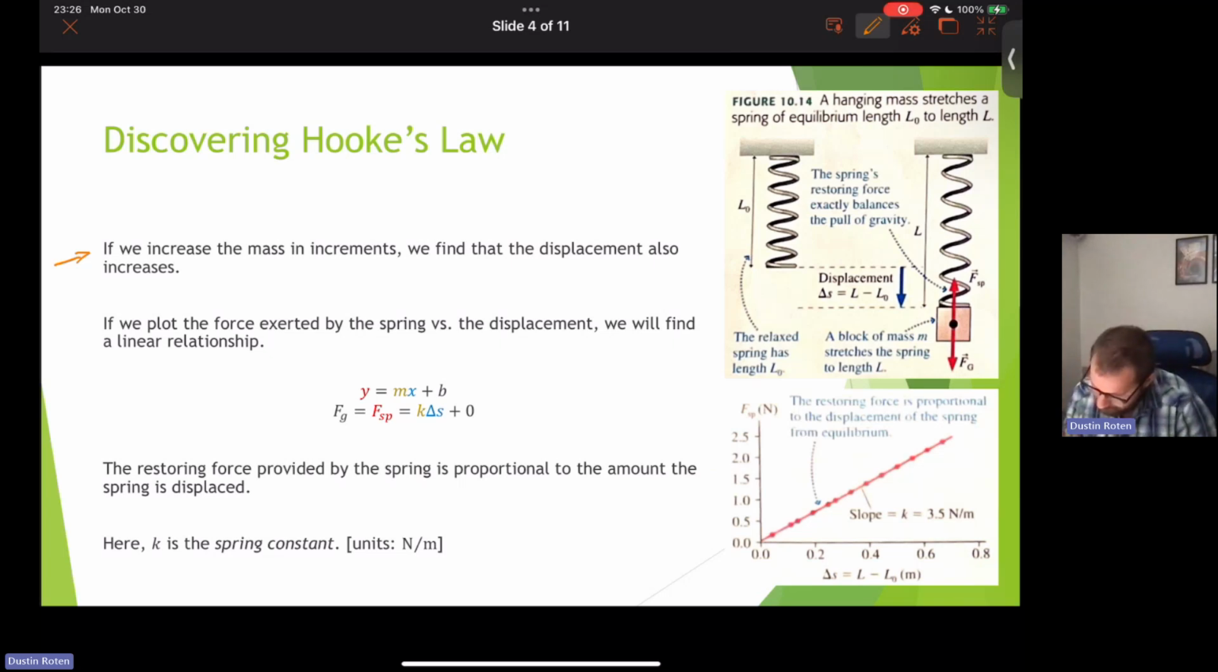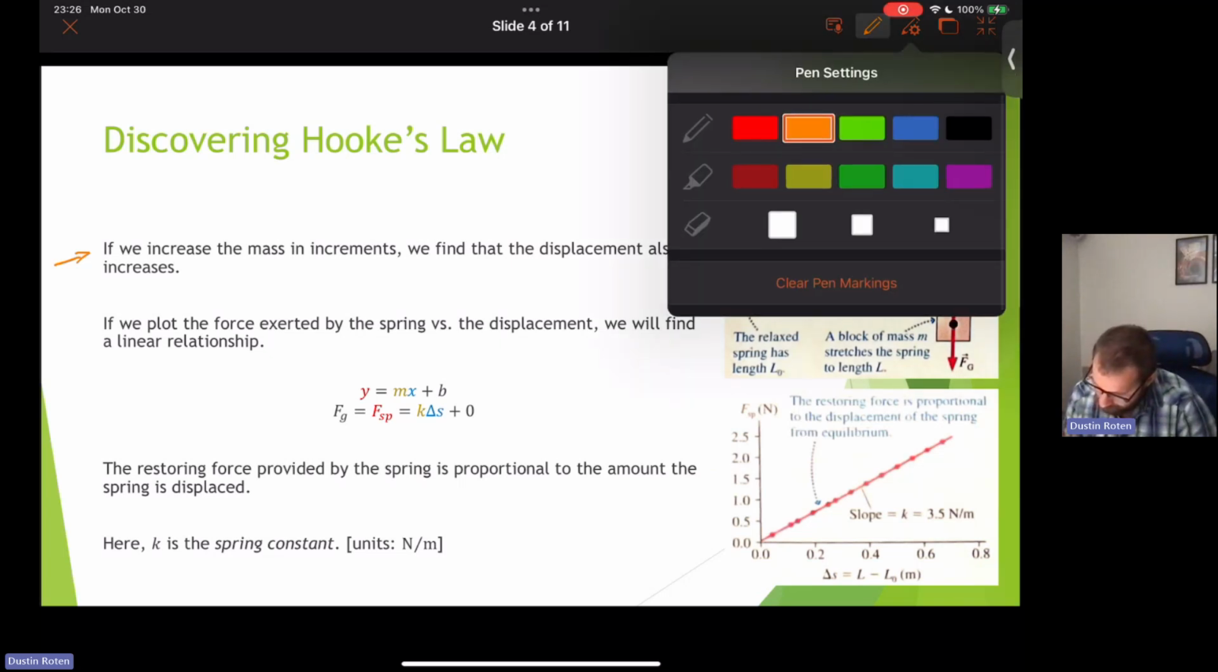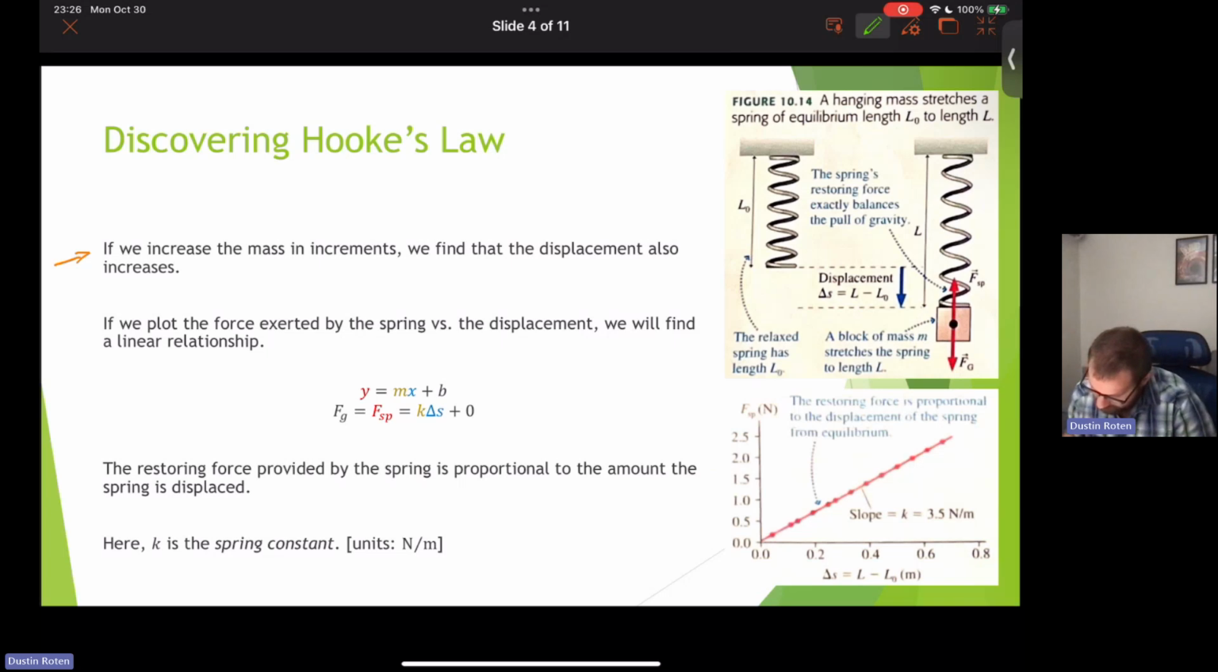So let's say I'll do green for increasing mass. Let's say we go from a mass supplying 1 Newton of force, and we add on another half Newton, 0.5 newtons, okay? So you'll see that we have a change, delta F. We have a change in our force.